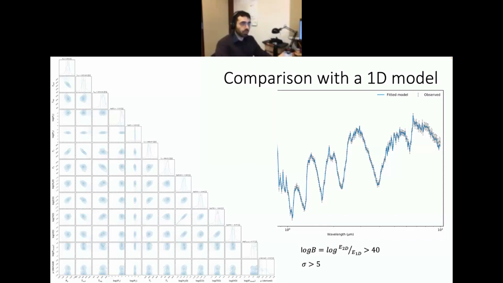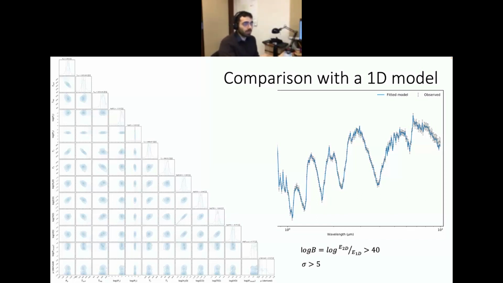Usually when we perform retrieval, we should always compare different models. We can compare different models by computing, for example, the logarithmic Bayes factor, which is the logarithmic ratio between the Bayesian evidence of the two models. And here we can see that the logarithmic Bayes factor is higher than 40. That leads to a statistical significance of the two-dimensional model compared to the one-dimensional model higher than 5. It means that the 2D model here gives us a more reliable solution, so the 1D can be discarded.